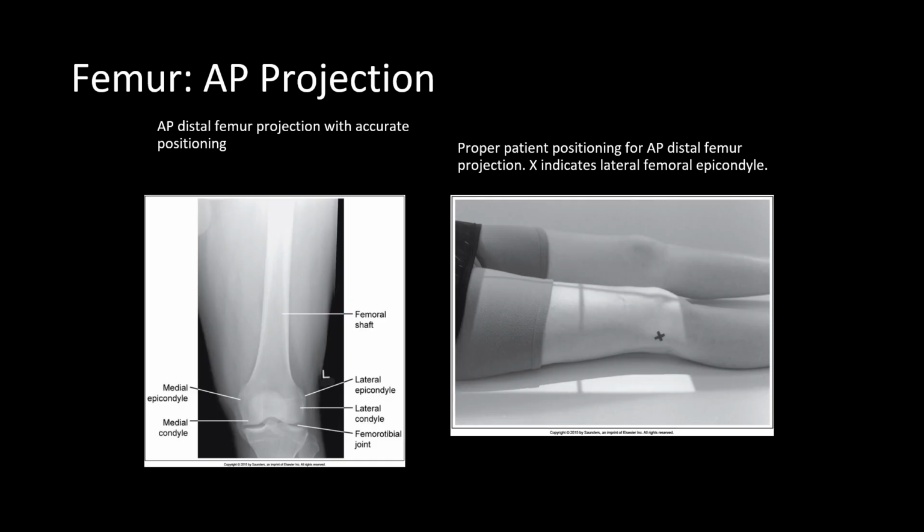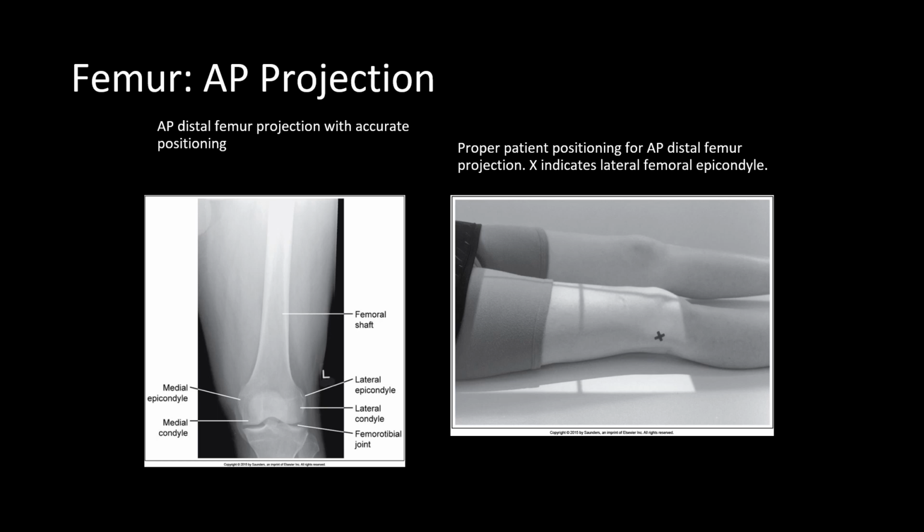Now let's review image analysis guidelines for the AP distal femur. The anterior and posterior margins of the medial and lateral femoral condyles should be aligned. The long axis of the femoral shaft is aligned with the long axis of the collimated field. The femoral shaft should be demonstrated without foreshortening. The medial femoral condyle is distal to the lateral femoral condyle.